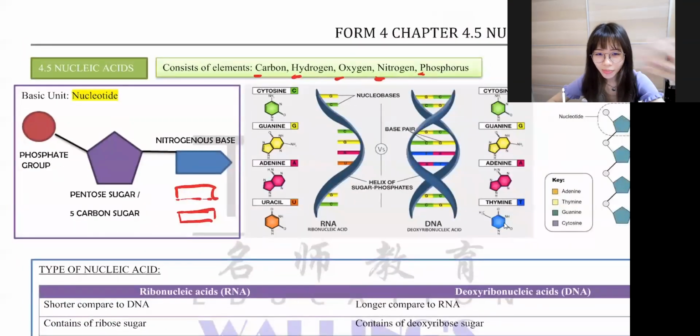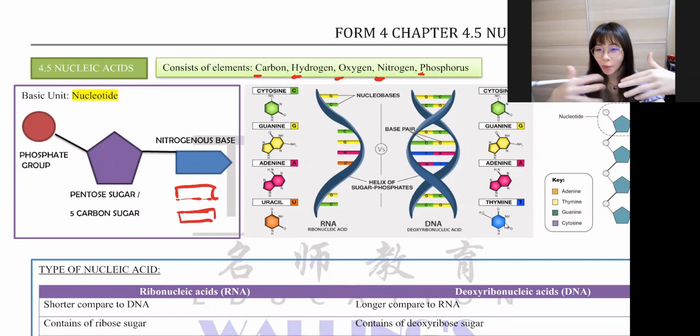Okay, now done with basic unit, we have to learn what are the types of nucleic acid. We have DNA, we have RNA. I believe you have heard of DNA because it's the one that contains genetic information, right? RNA and DNA are same but different, because RNA, ribonucleic acid, is actually a copy of DNA. So they are same but different kind of thing.